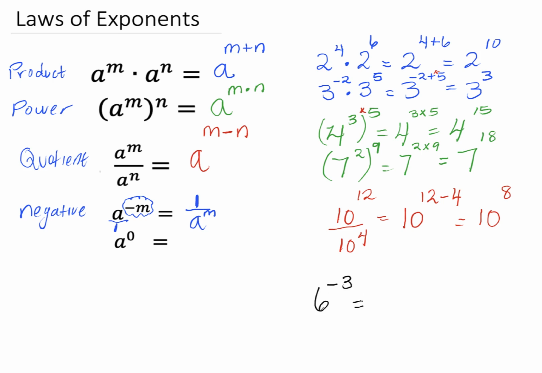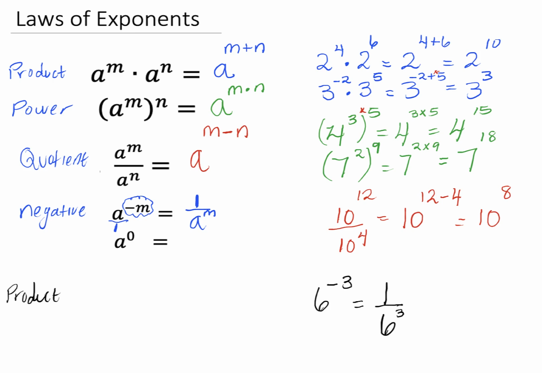To write that in the positive, it would be 1 over 6, and then the 3 becomes positive. Now, where would you see the negative rule? Remember, we have the product, the power, and the quotient. So I'm going to give you an example of the product. So let's write product here.